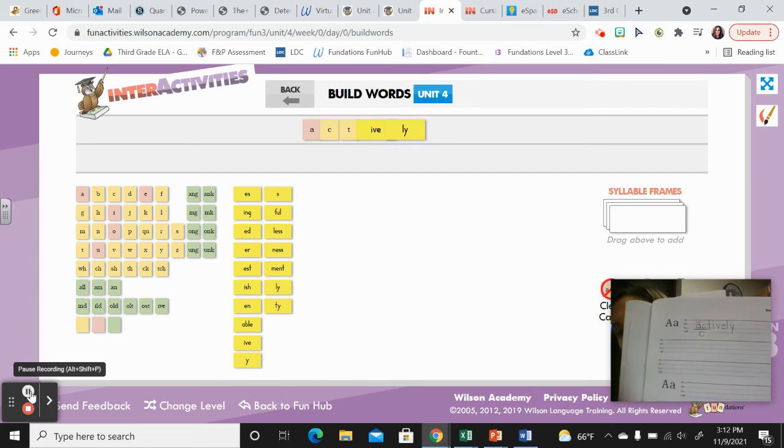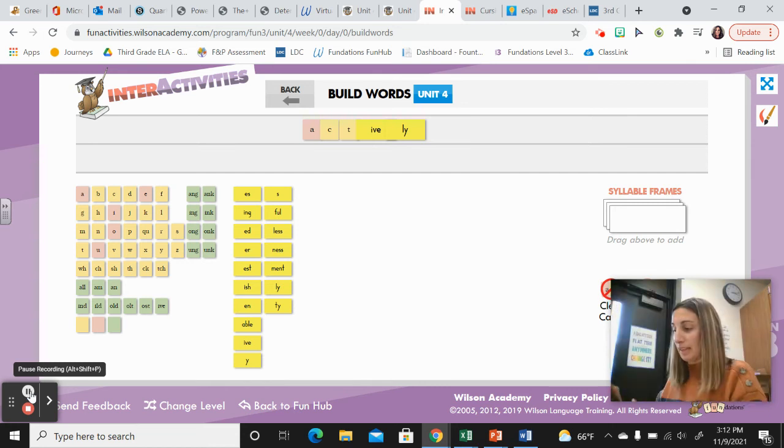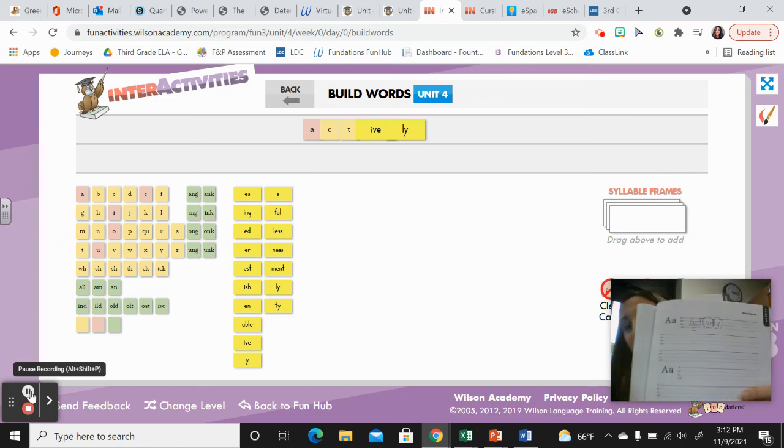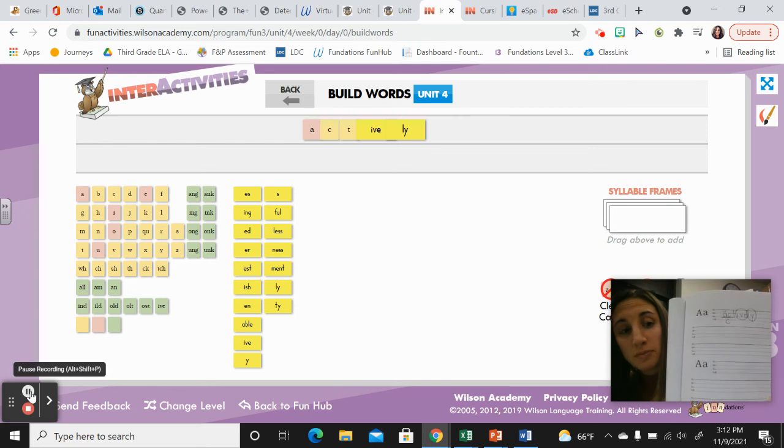Okay, now what are we going to do with i-v-e and l-y? They're suffixes, so remember, we circle the suffixes. Okay, go ahead and do that to make sure your word of the day, actively, should be marked up just like this.